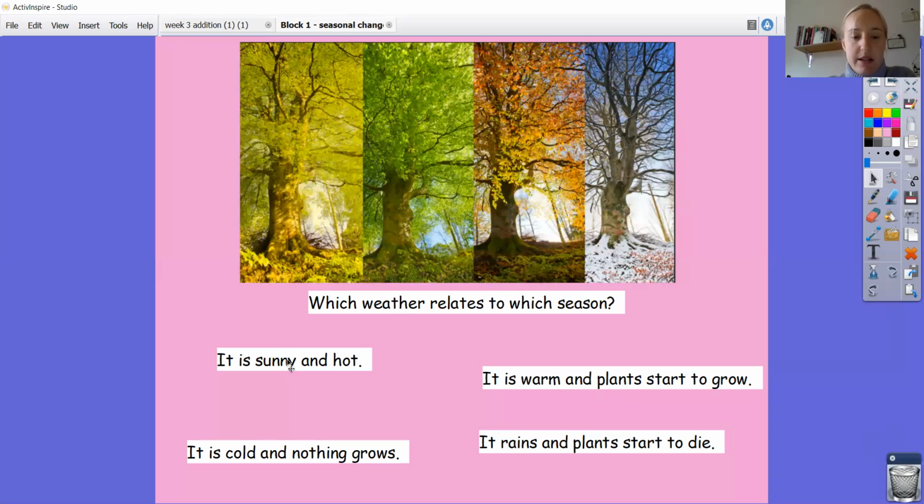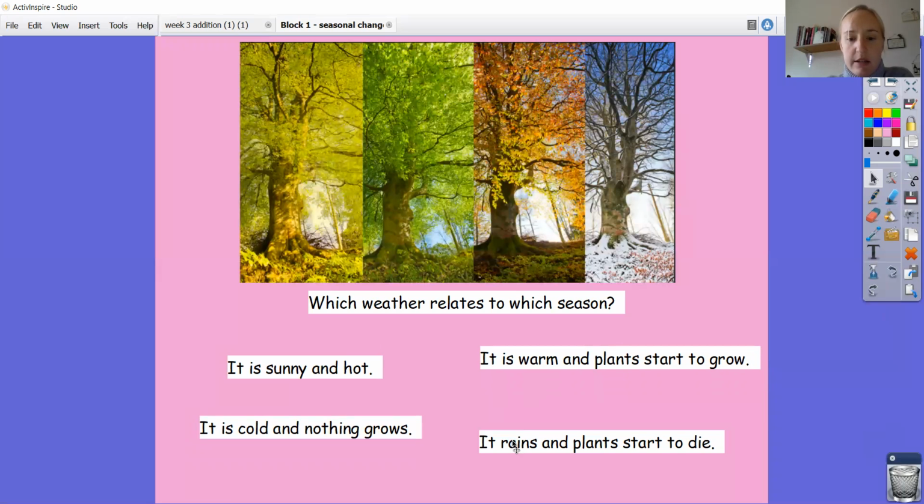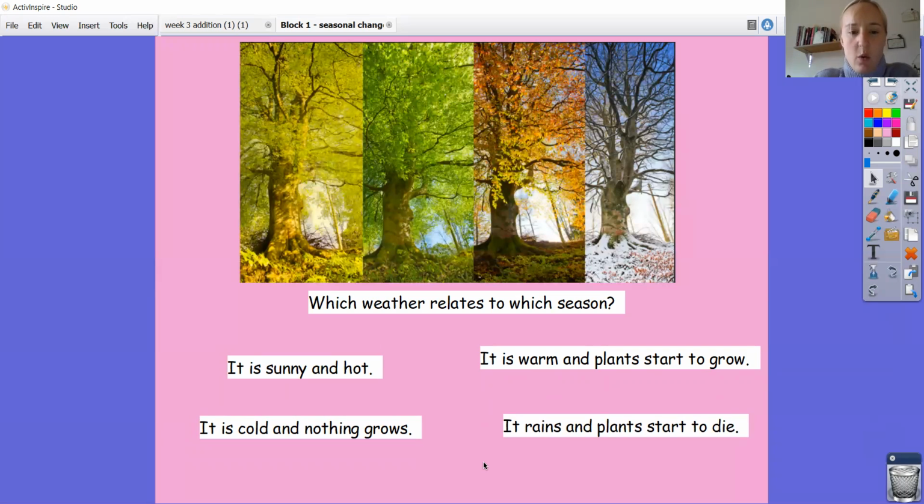So here we go. I've got some sentences underneath and I want you to think which sentence relates to which season. So I want you to read the sentences and have a little think which weather is happening. Okay, identify the weather and which season does it relate to. So let's have a look at this first one here. So have a little read of it, I'll point to it. Okay, so let's read it together now.